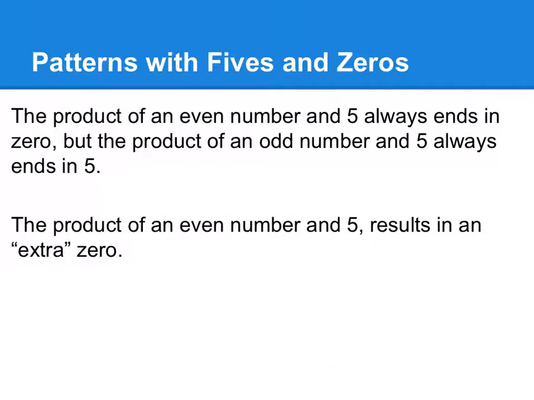So to restate, the product of an even number and 5 always ends in 0, but the product of an odd number and 5 always ends in 5. So the product of an even number and 5 results in an extra 0.